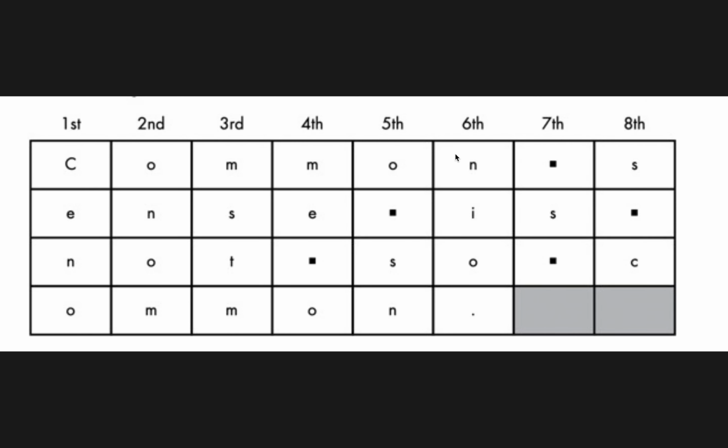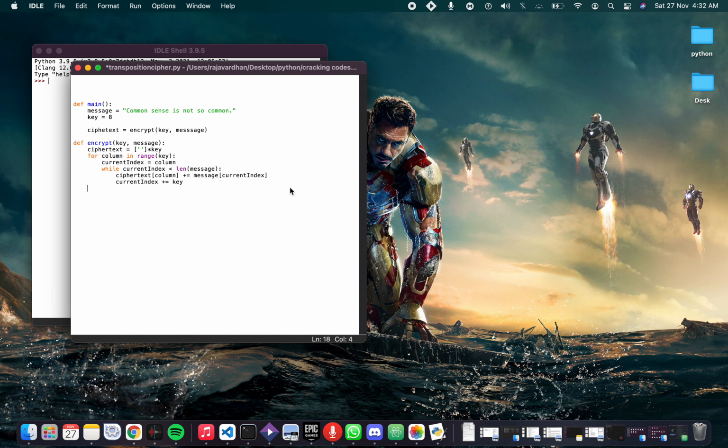After reaching the eighth column, what I will do is I will add all those columns to a single string. Return join cipher text. If name is equal to main, and then let me print that cipher text.